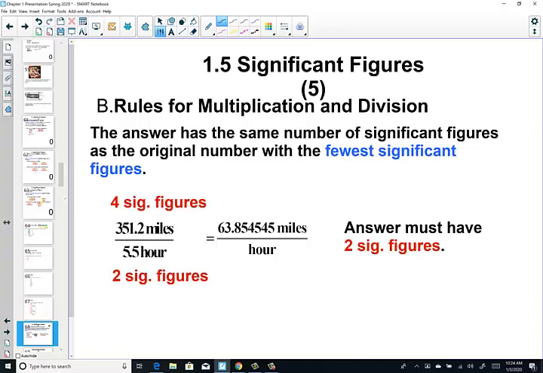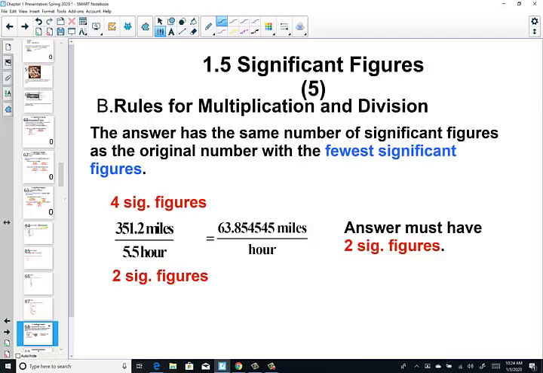Well, let's talk about adding and subtracting, multiplying and dividing, and figuring out how many sig figs we should report in our final answer. And there's rules that relate to multiplying and dividing, and those rules are different from adding and subtracting. So let's focus first on multiplying and dividing and applying the rule to significant figures reporting.